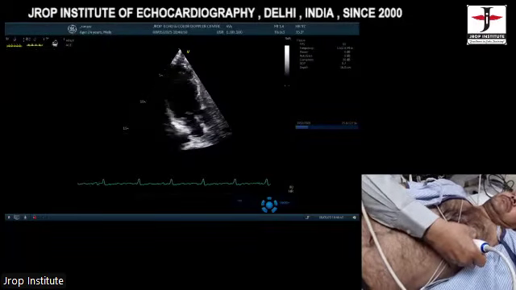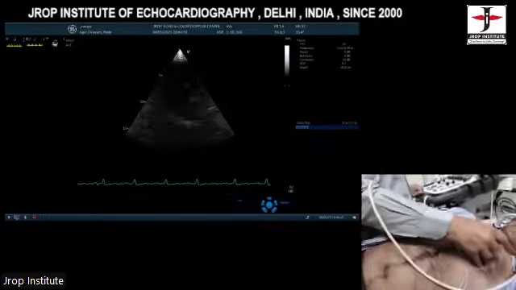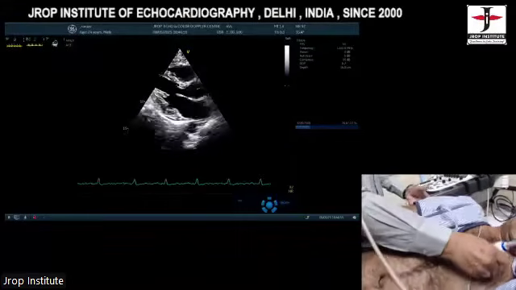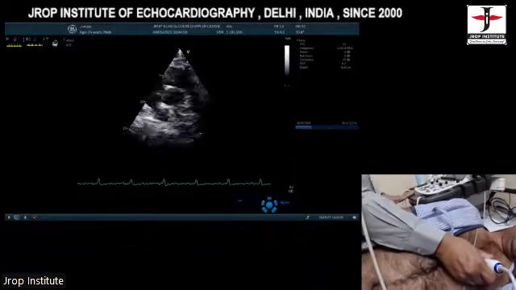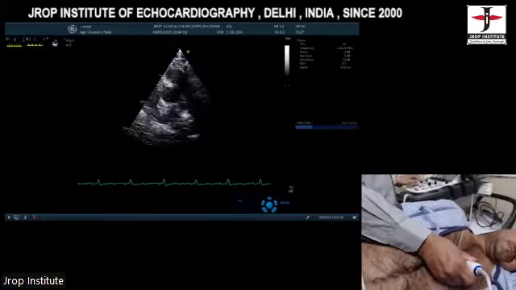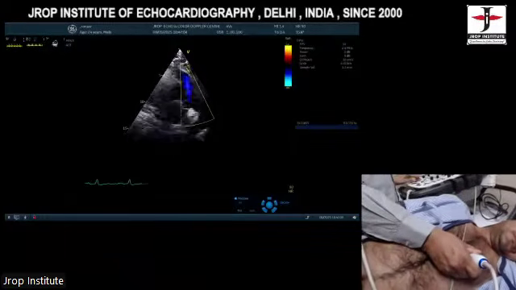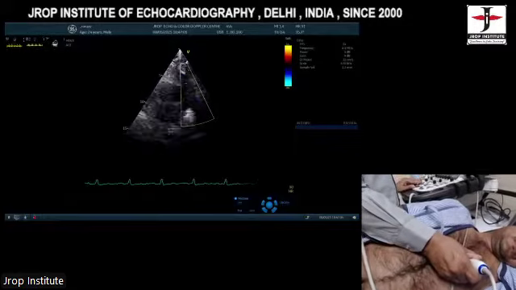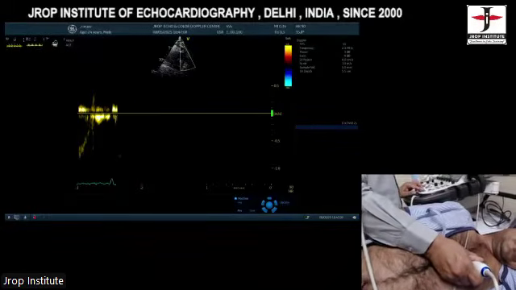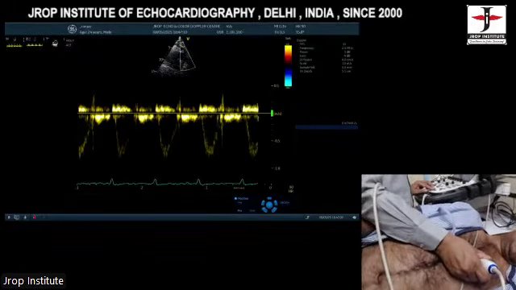But where do we get pulmonic? You go to parasternal window, short axis view at aorta, rotate clockwise to get a pulmonic artery seen over here. Look, this is very important to look at a pulmonic artery, and here is a pulmonic arterial flow.